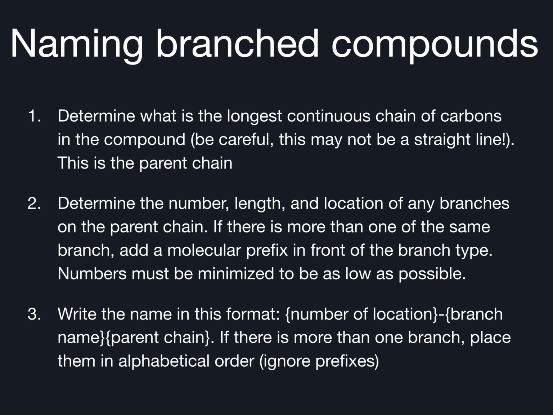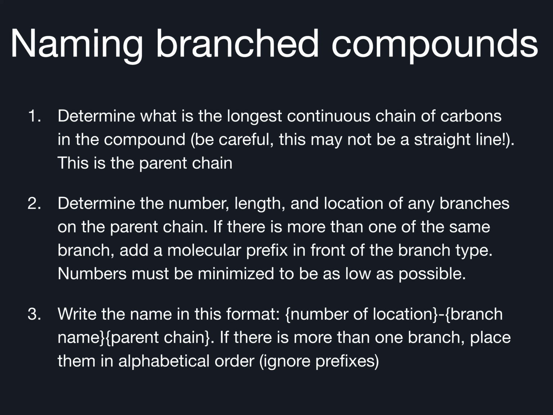When we name a branched compound, first thing we have to do is look for the longest continuous chain of carbons. And we have to be careful with this because the longest continuous chain might not be a straight line. In fact, the diploma exam sometimes loves having these twisted things that zigzag back and forth, making you find the parent chain and throwing you off track by having it have bends in it. It's not necessarily a straight line.